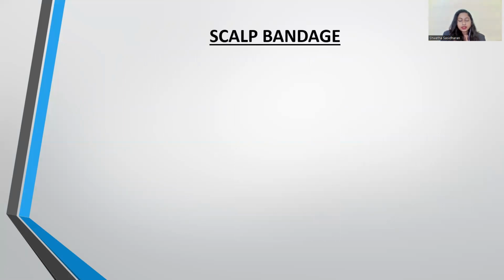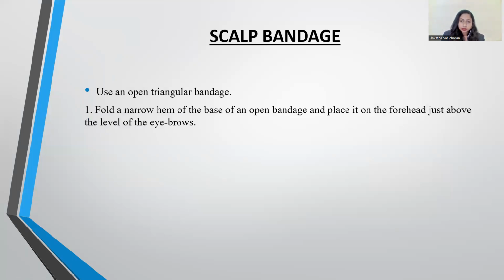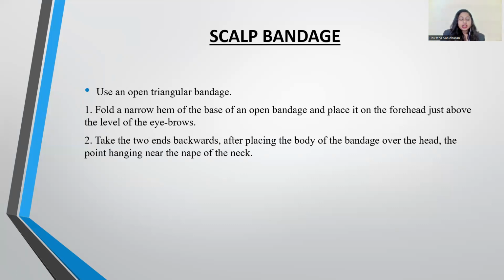Next is the scalp bandage, something for your head. If there is an injury to your head, we'll try to use this scalp bandage. So use an open triangular bandage. This also uses the triangular bandage only, but in a different way. Fold the narrow hem of the base of the open bandage and place it on the forehead just above the level of your eyebrows, somewhere around this area. Take the two ends backward after placing the body of the bandage over the head, with the point hanging near the nape of the neck.